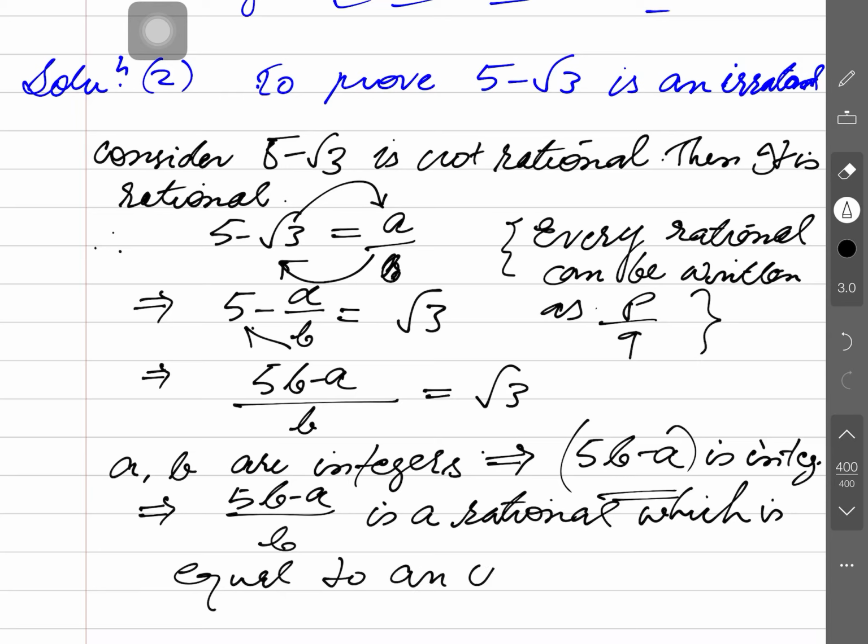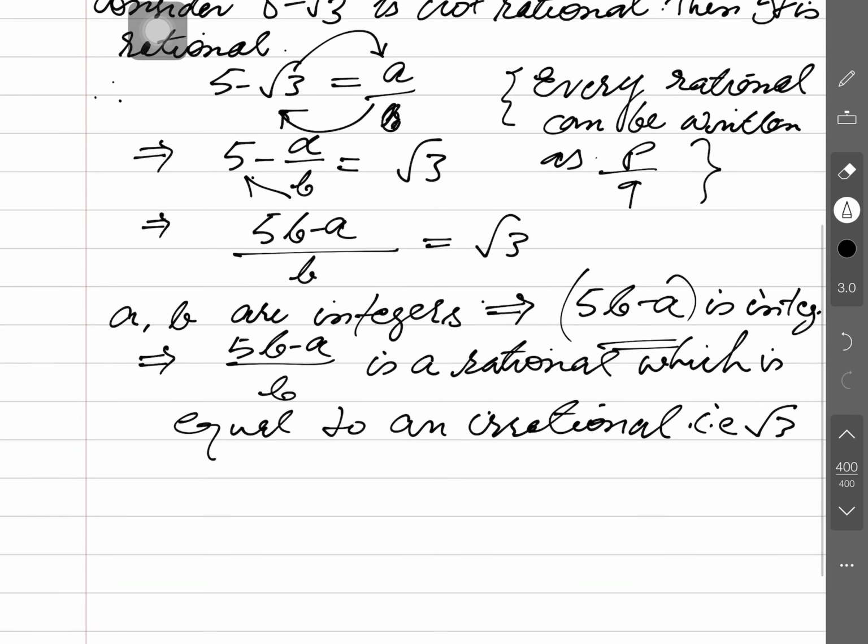This rational is equal to an irrational. What is the irrational here? Root 3. So you understand, how could a rational number be equal to an irrational? A contradiction is coming here. A rational number cannot be equal to an irrational. So what will we write here? This is a contradiction.